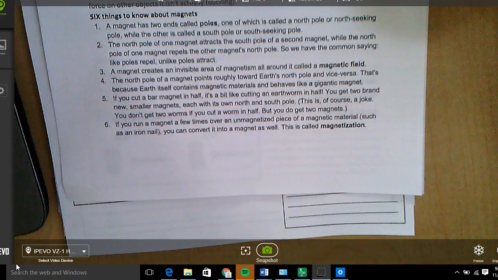The North Pole of a magnet points mostly towards Earth's North Pole and vice versa. That's because Earth itself contains magnetic material and behaves like a gigantic magnet. Now pause there. No one has ever been to the center of the Earth, but scientists believe that at the center we have a pure iron core. Iron, a metal, and they believe that it carries a magnetic field.